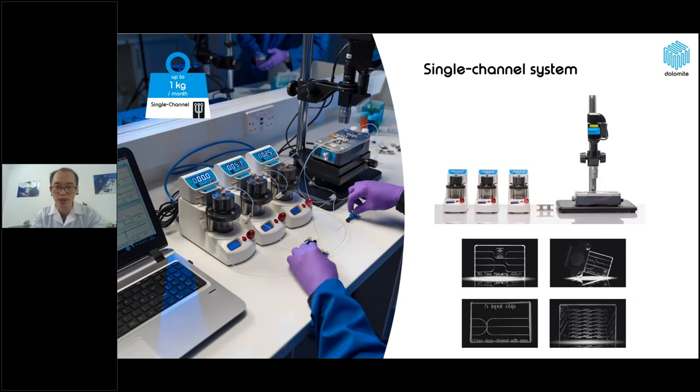Here is showing one Dolomite single channel system, which basically has three pressure pumps, a microfluidic chip and a microscope. We have a microscope integrated with a high speed camera, which will help you visualize the droplet formation inside the microfluidic chip channels. And with different applications, you can use different chip geometry. For example, if you want to make a droplet, we have the droplet junction chip, or if you want to make a nanoparticle, we have a Fine input chip or micrometer chip.